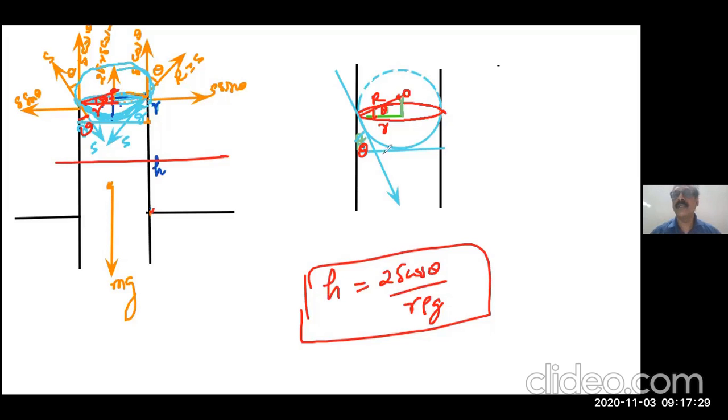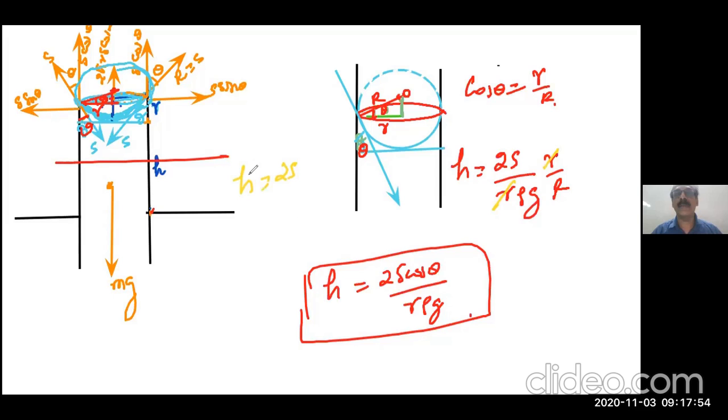Yes, sir. So here, cos theta is equal to adjacent side by hypotenuse, r by R. That cos theta will substitute here. Then H is equal to 2S by r rho g, times r by R. So this r and this r will cancel out. Then H is equal to 2S divided by R rho g. This is H. Agreed?